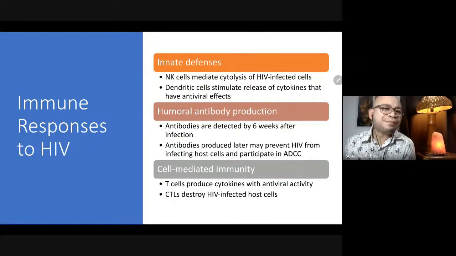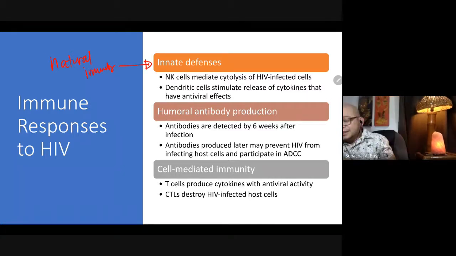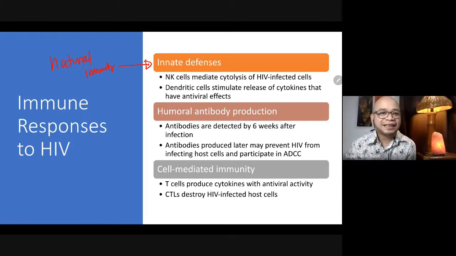How does our body respond to HIV? Well, our body responds in various ways. This is our natural immunity. Natural killer cells mediate cytolysis of HIV-infected cells. And dendritic cells will stimulate the release of cytokines that have antiviral effects.